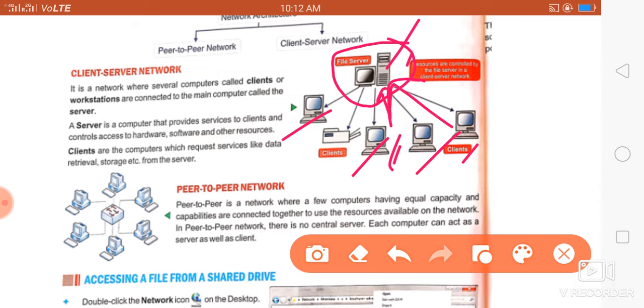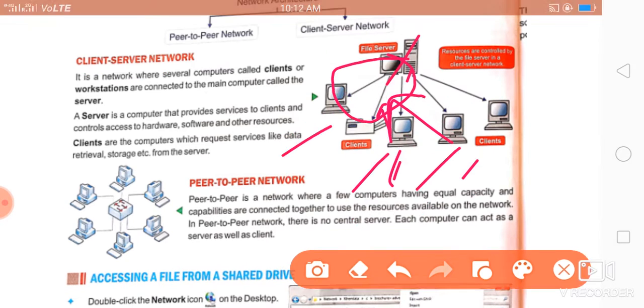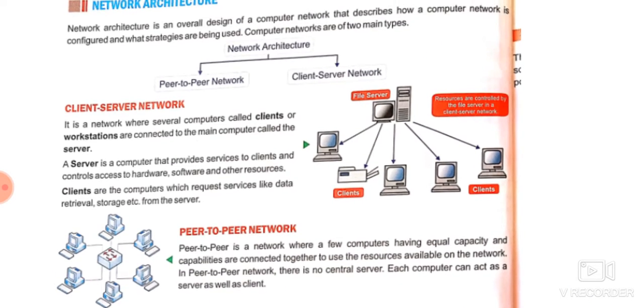Then these clients can use that hardware, and these clients have to request the server for getting information like data and other stored information. Okay, so I hope server is clear to you. It's the powerful computer among all the systems connected in the network. It provides service to all the clients, so that's why it is called the server.